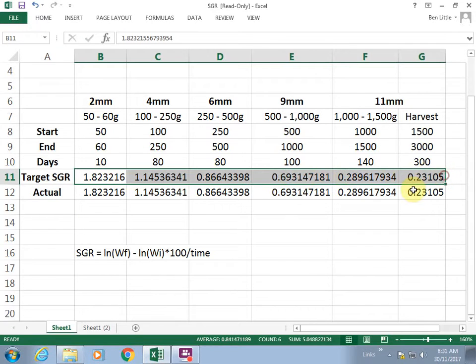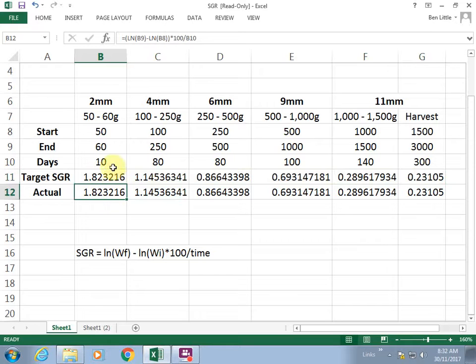So we can set our targets. We know that that's what we can achieve, and over time that target may change. We might find in 5 years' time that the target's 10% better or 15% worse, who knows, but we can modify those targets. And then the actual might just be something like, we started at 50 grams, and in that 10-day period, our fish only grew to 56 grams.